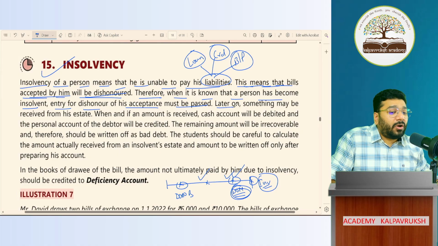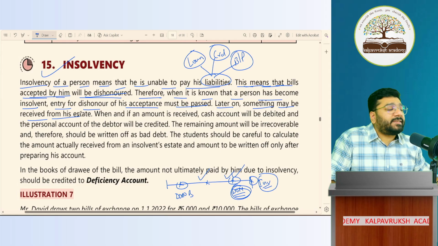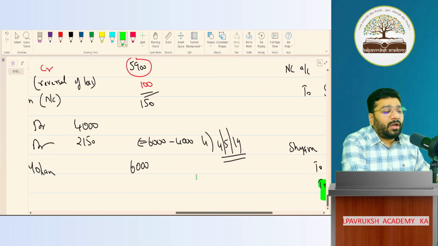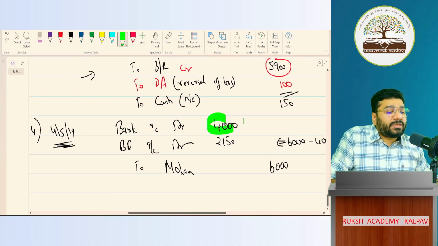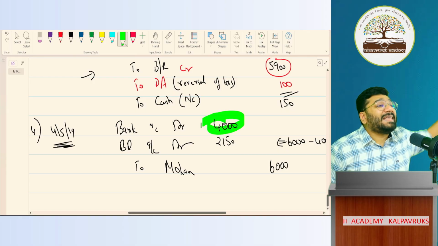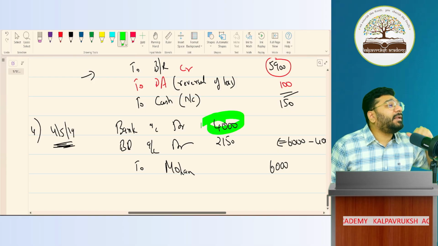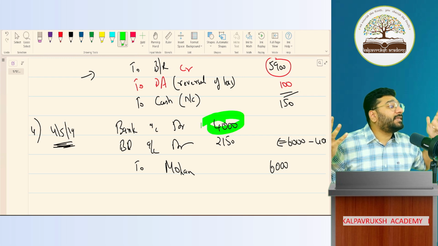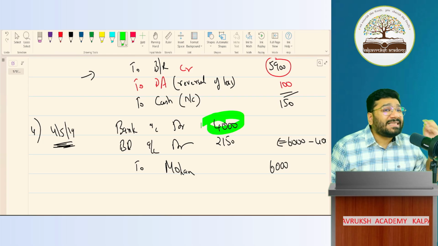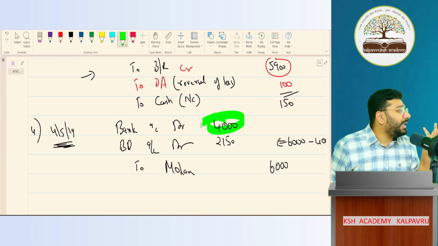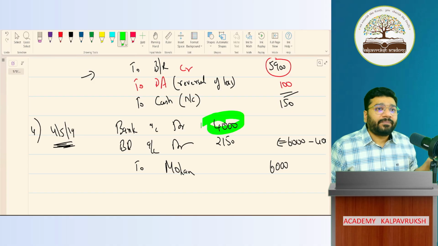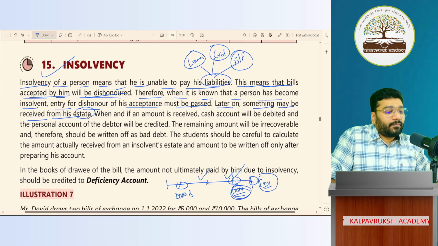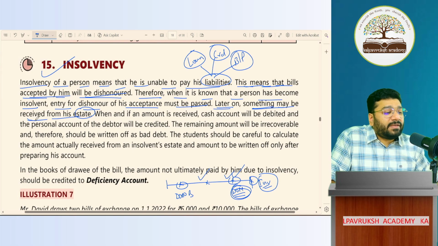Okay. Later on, something may be received from his estate. Estate means what? Property. So now we received, who are we? Sham. We received this 4,000. From where did we record this money? From his estate. Estate nothing but property. Property nothing but land, building, plant, machinery, cash balance, bank balance, jewelry, etc. All of them put together is called as estate. This is law language, legal language. In our language we say property. In legal language, they use the word estate.